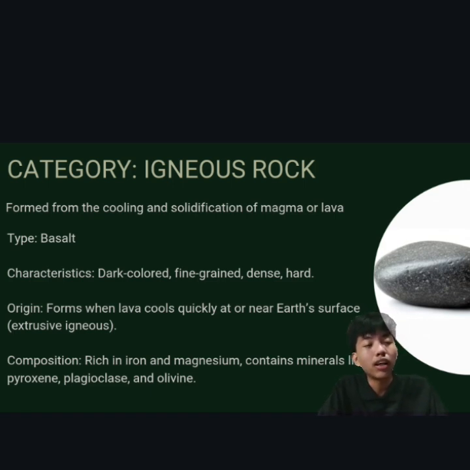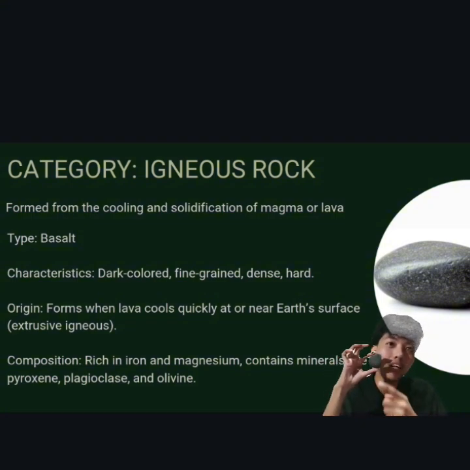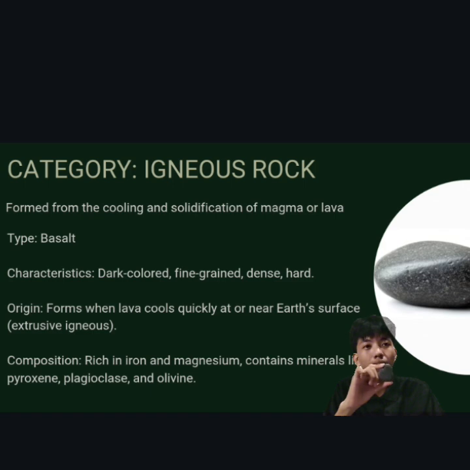It falls under the category of igneous rocks, which is the basalt rock. Basalt rock, as you can see, is dark colored, fine-grained, and also dense and hard. It originated from lava that was quickly cooled and solidified on the Earth's surface, which is the extrusive igneous. Its composition is rich in iron and magnesium. It also contains minerals like pyroxene, plagioclase, and olivine.